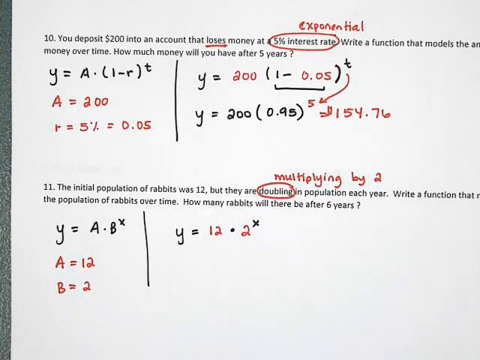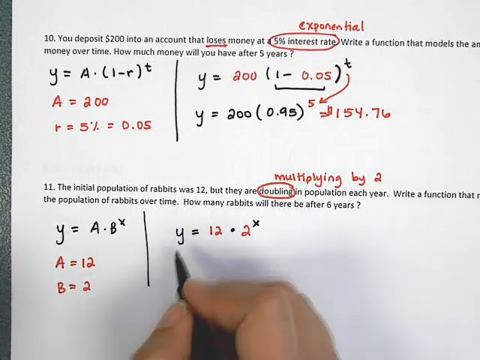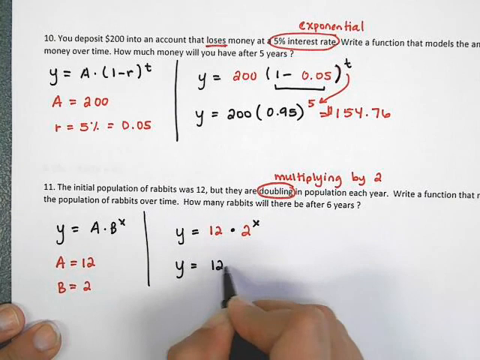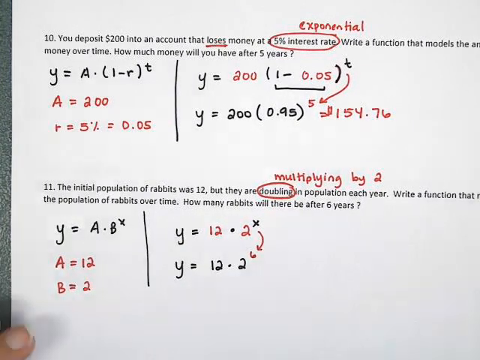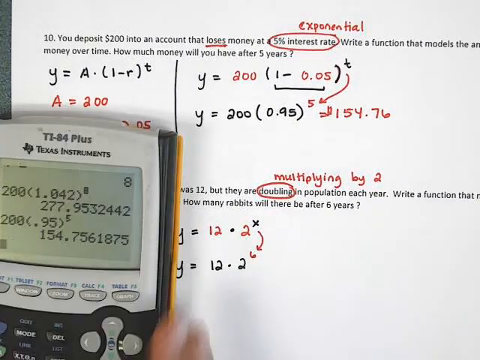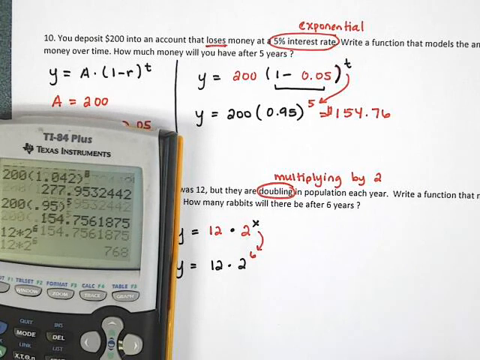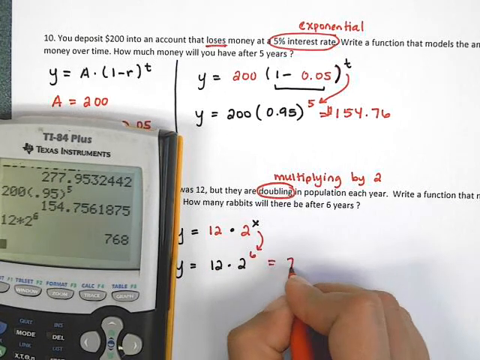And it says I want to know how many I'm going to have after 6 years. So I'm just going to plug in the number 6. So if, again, I type that in on my calculator, I get 768 rabbits.